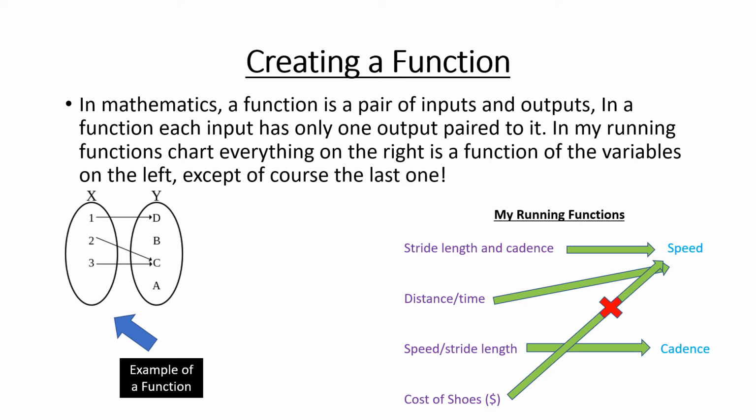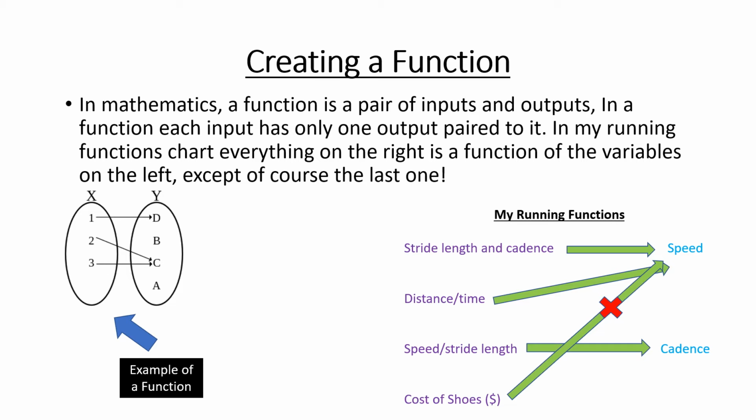Now, contrary to popular belief, speed is not a function of cost of shoes. This is because you can get different outputs. In a function, your input predicts the output, but with cost of shoes, that's not going to predict the output because you could have multiple results.